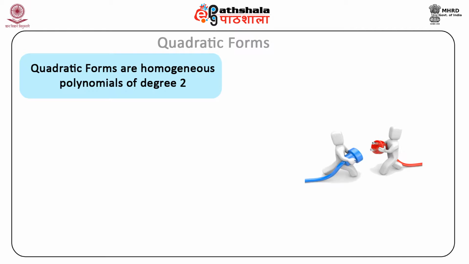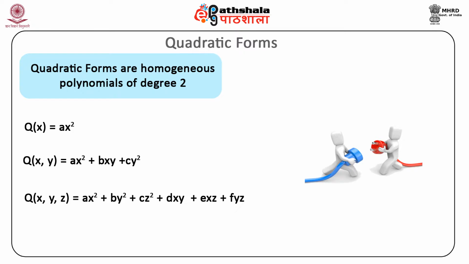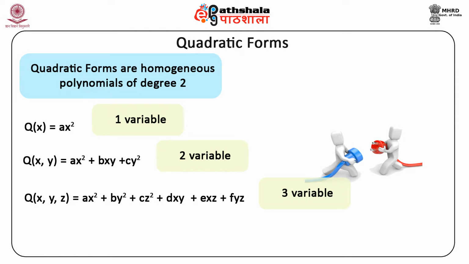Consider the following examples. Q(x) is equal to ax squared. Q(x,y) is equal to ax squared plus bxy plus cy squared. Q(x,y,z) is equal to ax squared plus by squared plus cz squared plus dxy plus exz plus fyz. These represent quadratic forms in 1, 2 and 3 variables respectively. All terms in the functions above are of the same degree.